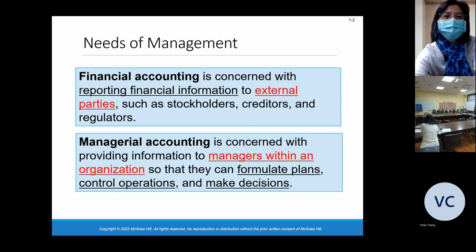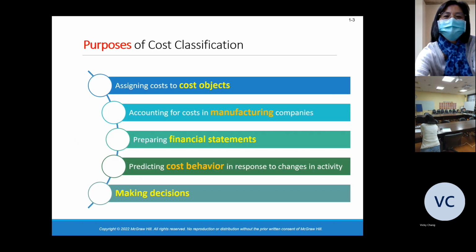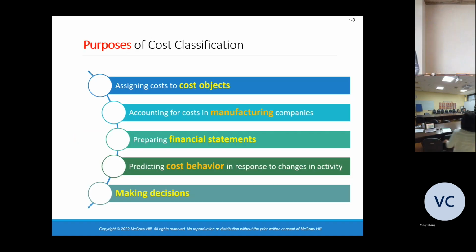So this is talking about financial accounting and managerial accounting again. And why do we have to identify the various costs? There are purposes. The first purpose is assigning cost to cost objects. Do you have any idea about this term?